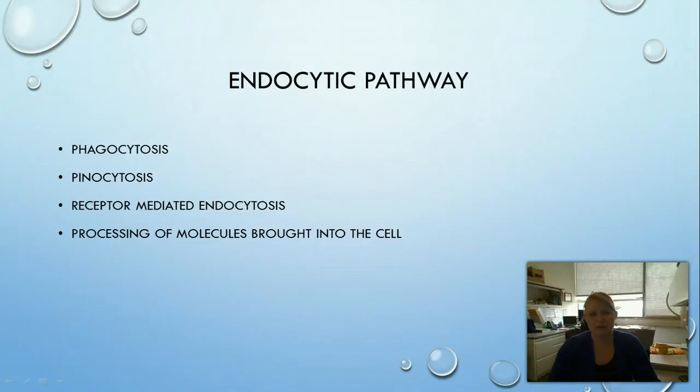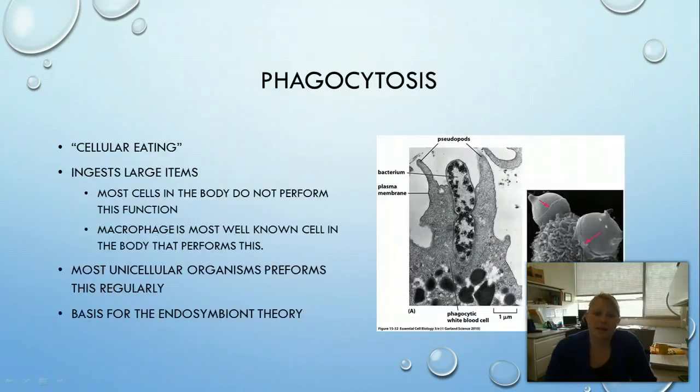And then we're going to talk a little bit about how these molecules are processed after they're brought into the cell. But it's important that you understand these three ways that things can be brought into the cell. The first of these is phagocytosis, and we think about this a lot when we talk about bacteria and parasites and immune cells, because this is cellular eating.